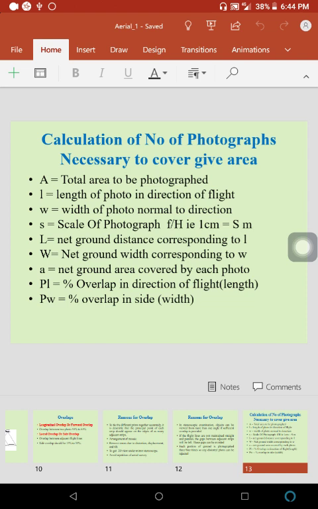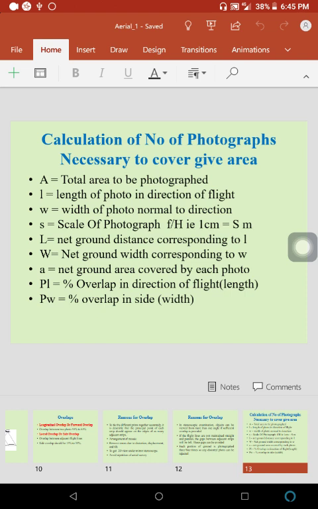How are these calculations done? Let us say capital A represents the total area to be photographed, small l represents the length of the photo in the direction of the flight, small w represents the width of the photo normal to the direction of the flight, and s is the scale of the photograph. As you know, be careful at this point while using the numerical value of the scale.